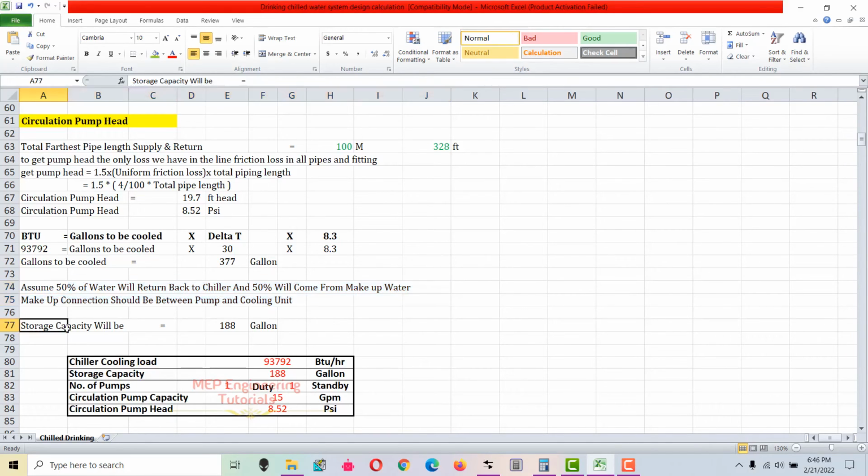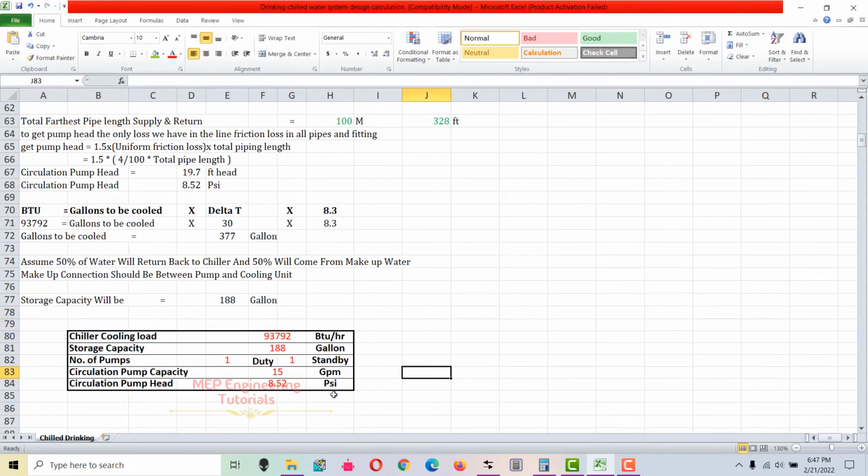So now we are going to calculate the storage capacity. Since we said that 50% of the water will return back to the chiller and 50% will come from the makeup water, we just need to multiply this gallons to be cooled with 0.5 to get the storage capacity. So now we got all the values.